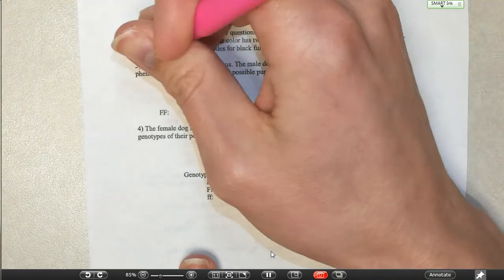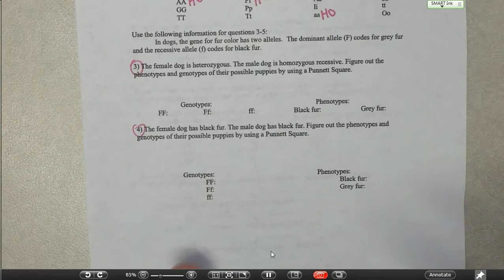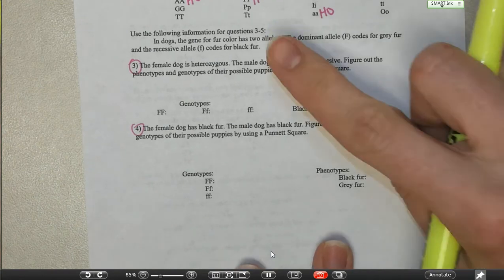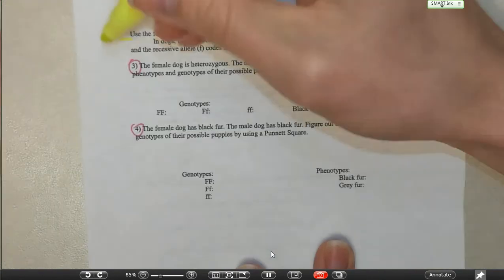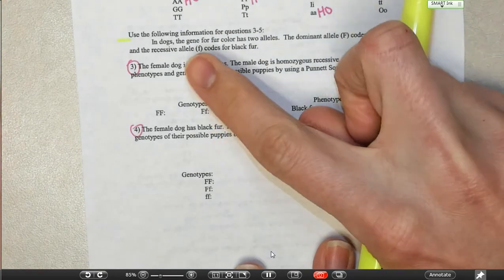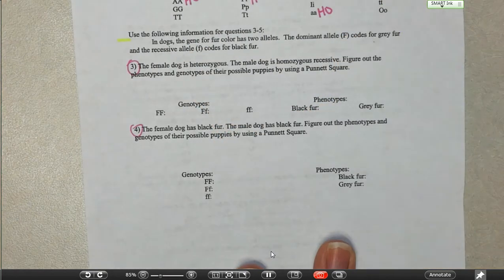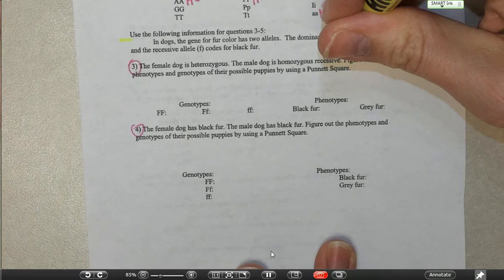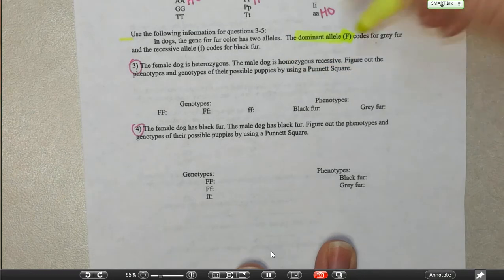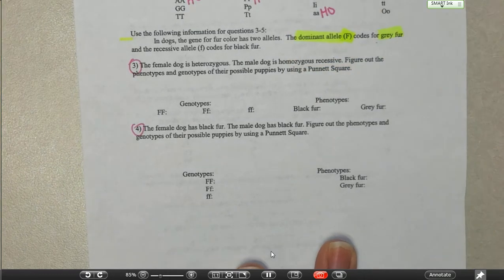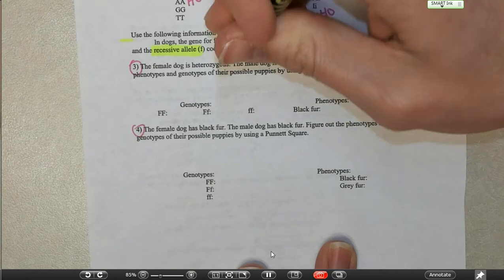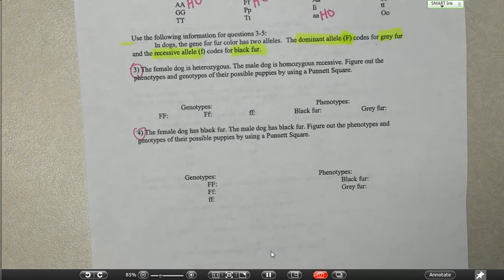What I would like to do real quick is to go through 3 and 4 with you and just make sure you're on the right track and give you a couple tips when doing some of these Punnett square problems. So the first thing, this top section right here gives us information for both of these questions. And so it reads, in dogs, the gene for fur color has 2 alleles. It has the dominant allele, and that dominant allele codes for gray fur, and the recessive allele codes for black fur, okay?